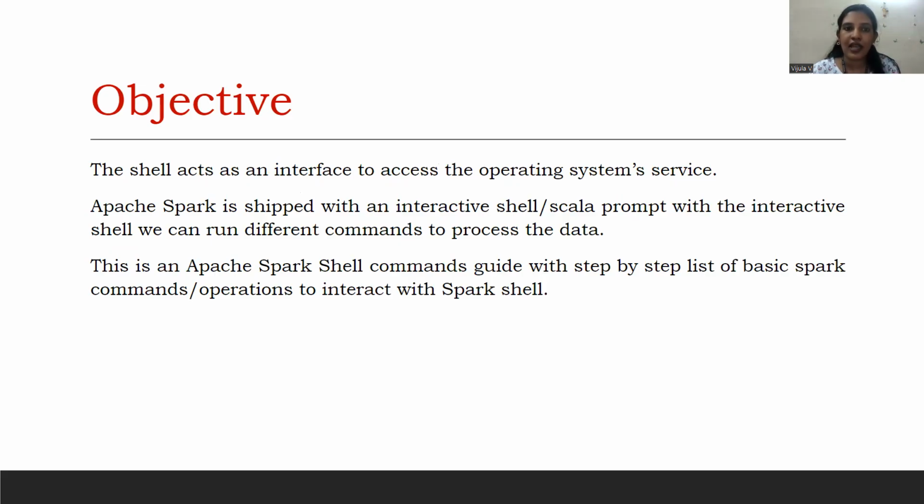So this shell acts as an interface to access the operating system's service, and Apache Spark is shipped with an interactive shell which prompts the user so that the user can run different commands to process the data. So this is an Apache Spark Shell commands guide with a step-by-step list of basic Spark commands or operations which help to interact with the Spark Shell. So this is the main objective of Spark Shell.